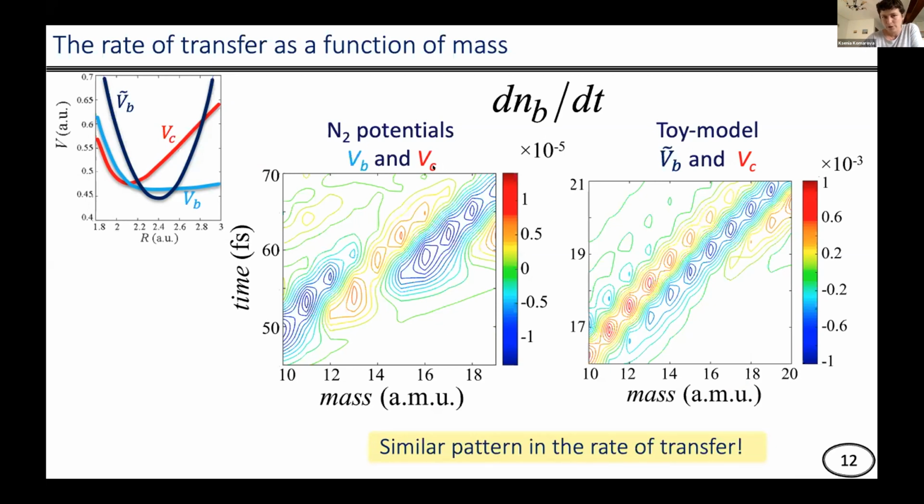So the first figure is for the potentials of N2. Where we have this anharmonic potential, we have these valleys for different masses. So we see that, for example, for mass 10, we deplete, while for mass 13, we first acquire. So indeed, we have this inversion. And the toy model is perfectly reproducing this feature. So for some masses, we have first positive rates, then negative. For some, we have negative, then positive. So with this toy model, we can at least try to understand where the mass enters, where mass affects the rate of transfer.